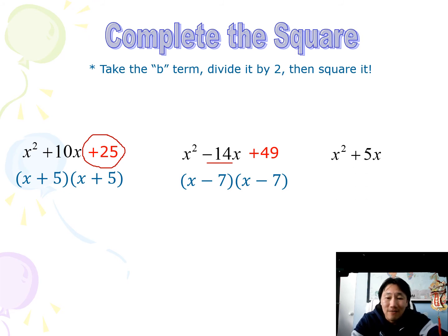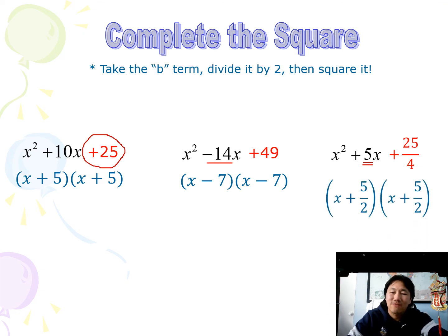What about this one? A 5. That number is not nice because you can't really divide it by 2. Well, yes, you can divide it by 2, but it doesn't work out perfectly. So we're going to leave it as a fraction, 5 over 2. 5 over 2, square it, 25 over 4. That's how you do it when it's an odd number. All right, and why does that work? Because when you're asked to factor, you'll get a perfect factor.